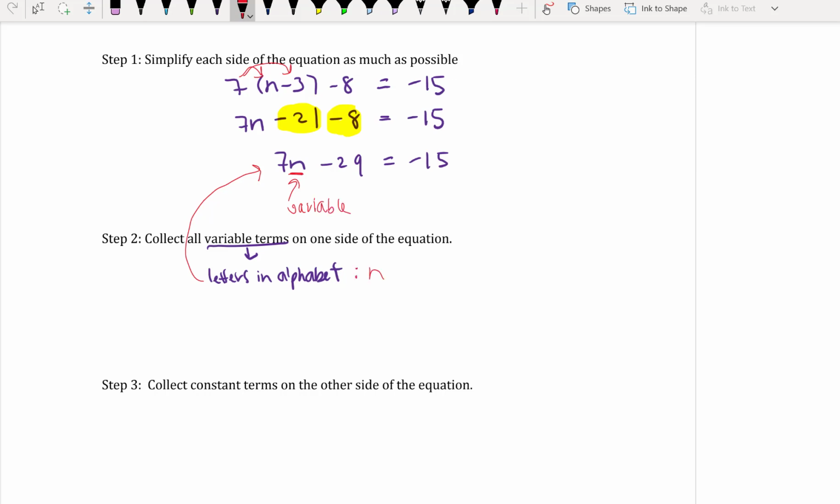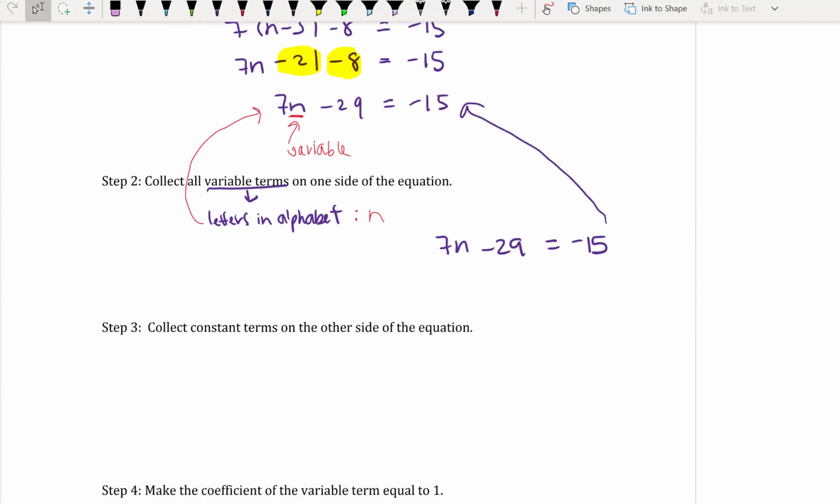I want to make sure that they're all gathered on one side of the equal sign. And we can see if I have 7n minus 29 is equal to negative 15, which is the exact same equation from above, we can see that that n, that variable term, can't combine with anything else. So we leave it alone on the left-hand side.